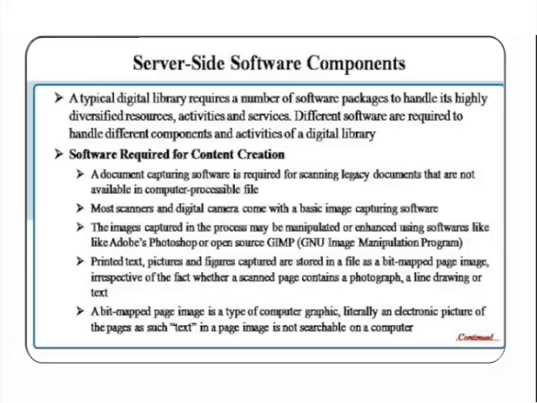Printed text, pictures and figures captured are stored in a file as a bitmapped image, irrespective of whether a scanned page contains a photograph, a line drawing, or text. A bitmap page image is a type of computer graphic, literally an electronic picture of the page. As such, the text in a page image is not searchable on a computer.